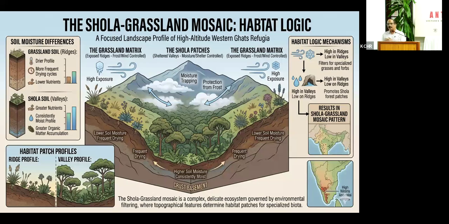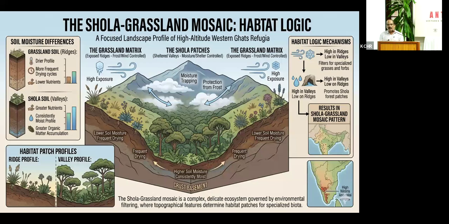We know that in Sri Lanka we call it Patnas, and in the African continent it is called Afro-Montane, and in South America it is called Paramo, and in Southeast Asia it is called Sky Island. So there are many other areas also where this habitat, Shola grassland formation, is found.